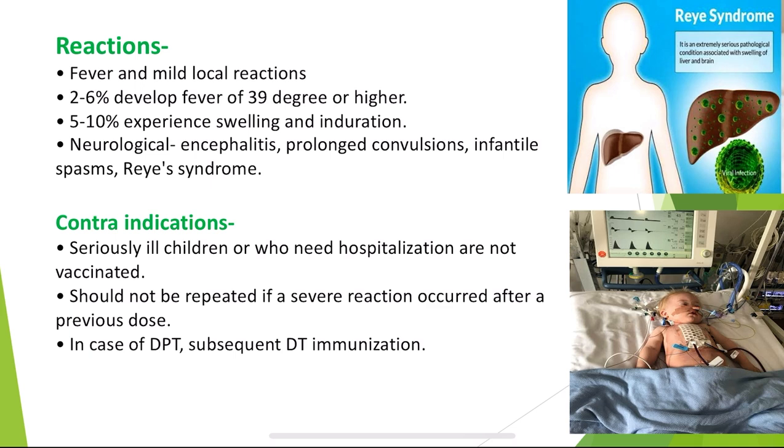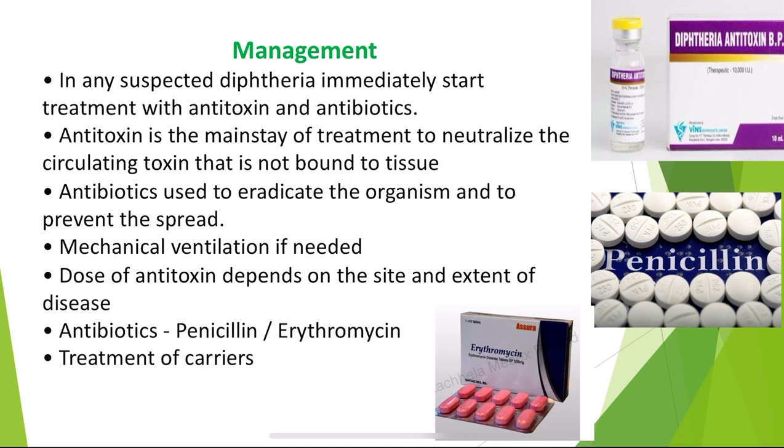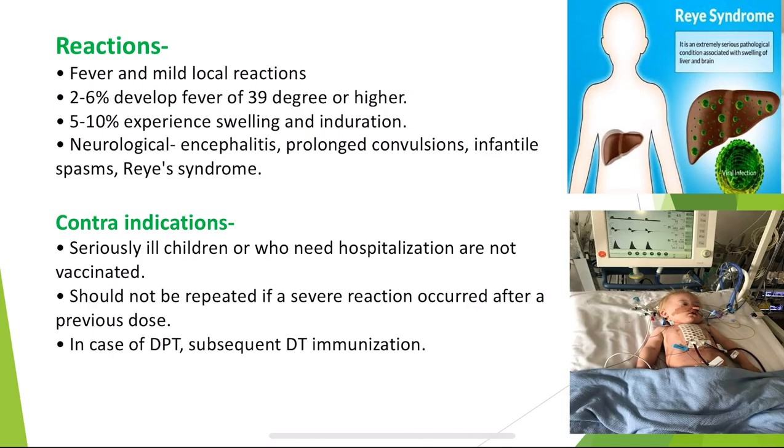In such cases of DPT reactions, subsequent DT immunization has to be done. Since the severity of pertussis infection is decreasing, the pertussis component of DPT is not usually recommended for children after the age of 6 years. So we see that in DT immunization, we are eliminating the P, pertussis. Only the DT vaccination is done for the children, and 2 doses of the DT vaccine are given 4 weeks apart.